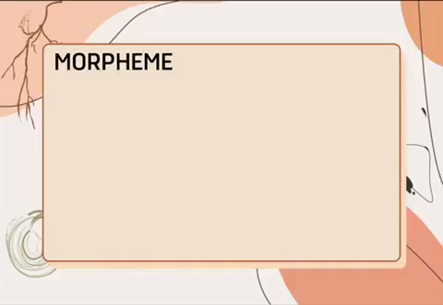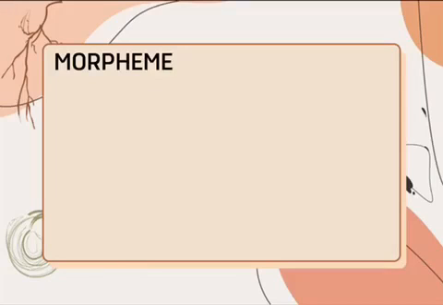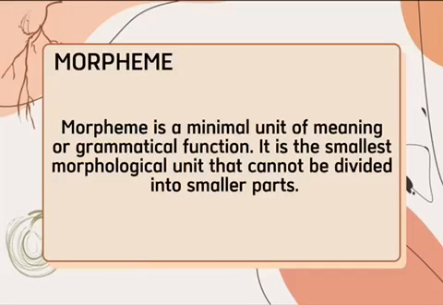So next we have morphemes. A morpheme is the smallest unit of meaning. Cat has one morpheme, cats has two morphemes, finger has one morpheme, interruption has three morphemes, and photogenic has three morphemes. So, a morpheme is the minimal unit of meaning or grammatical function.